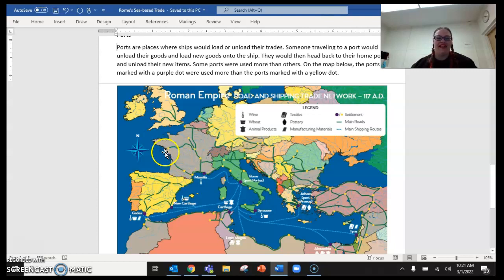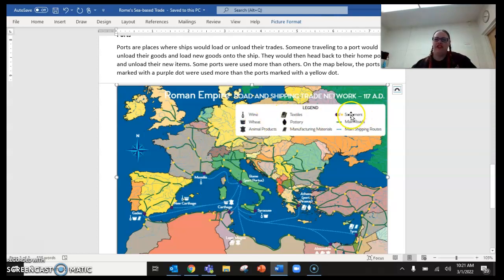For it to be a port, it has to be on the water. So this would be a port. That could be a port. That's a port. That's a port. There, there. Anything that's on the water, right? Up here in France, all of those are ports.